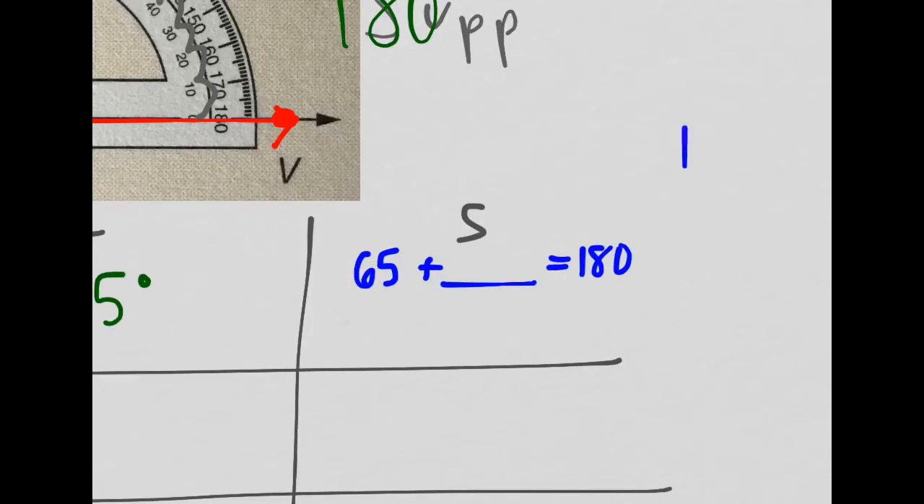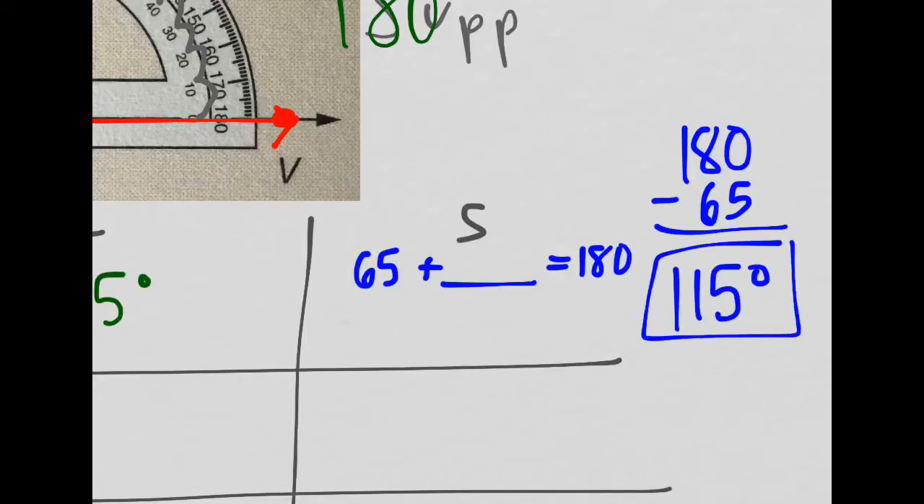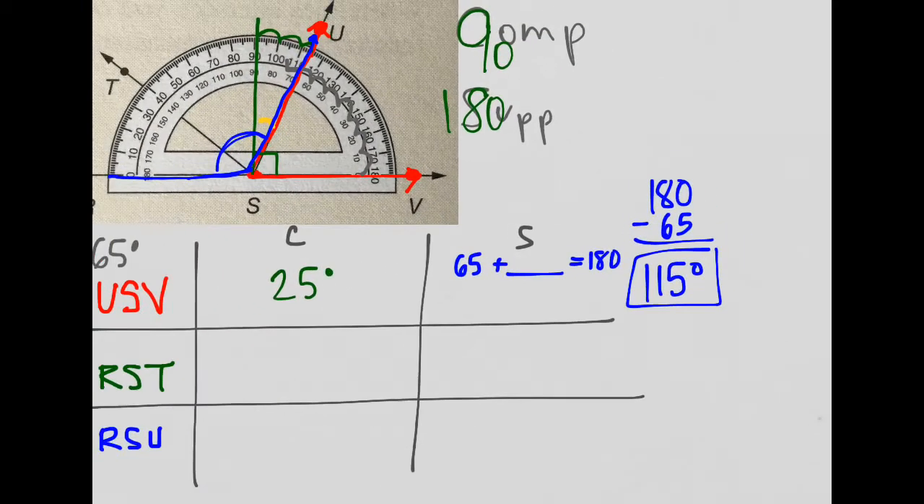So you could do the math here, or you could read right off the protractor, okay? But either way, you'll get 115 degrees for the supplement. Okay, let's look at the next one.